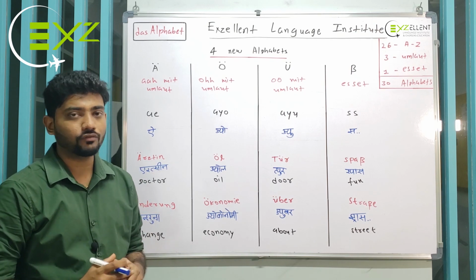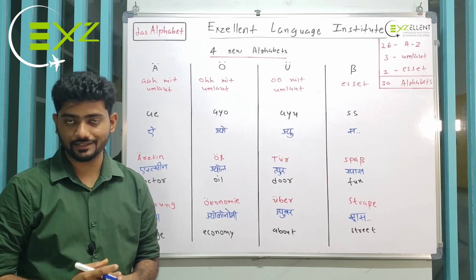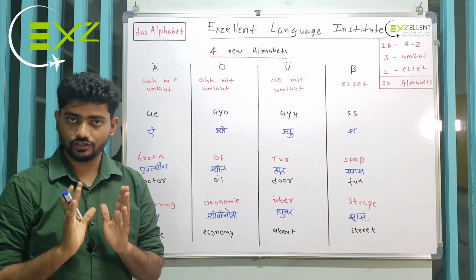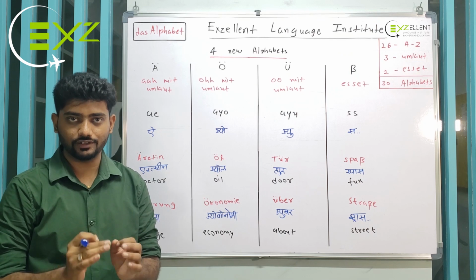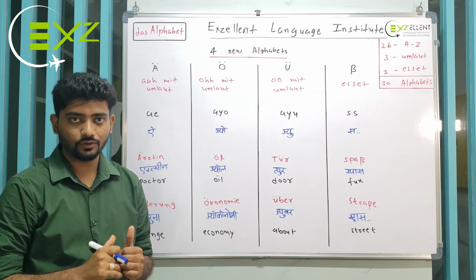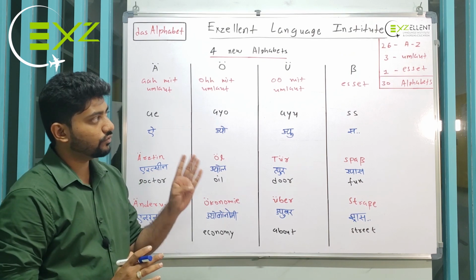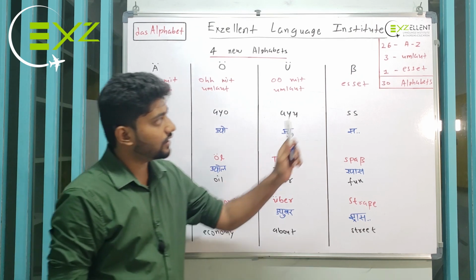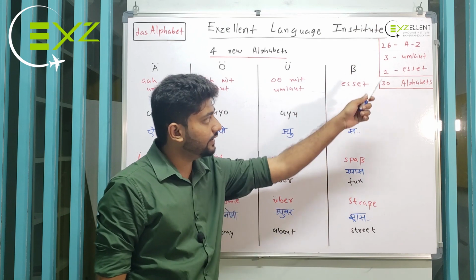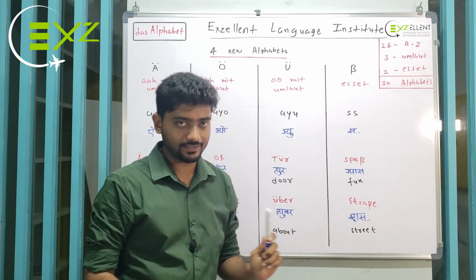So, in this video, we are going to learn 4 new alphabets in German language. In German language, there are a total of 30 alphabets. We have already learned 26 alphabets in an earlier video. Okay, now let's focus on the 4 new alphabets. From these 4 new alphabets, 3 alphabets are with umlaut and the last alphabet is esset.